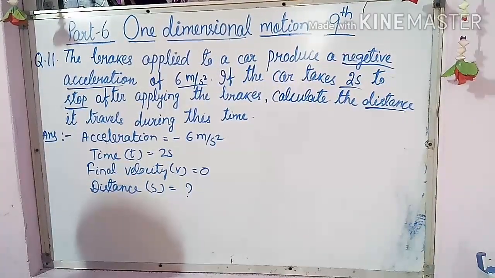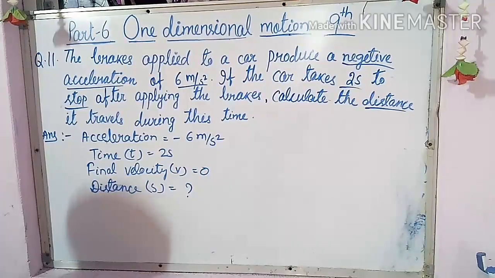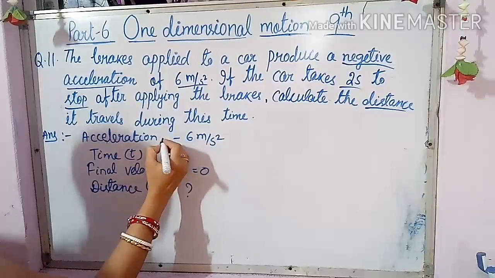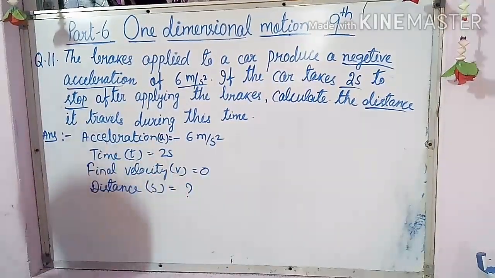You know that v square minus u square equal to 2as is the third equation, or s equal to ut plus half at square is the second equation. Now you can see here u has not been given. In both equations u is necessary, but u has not been given. So your first work is to find out u. From the first equation you can find out u.